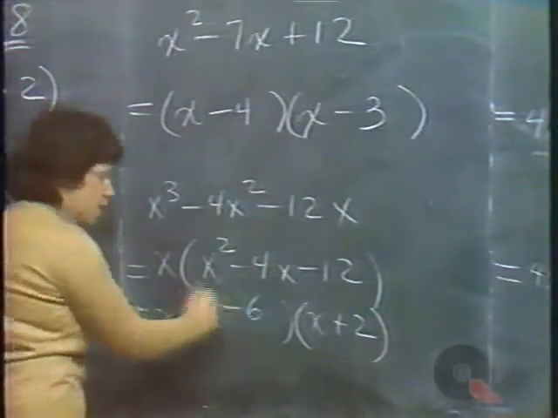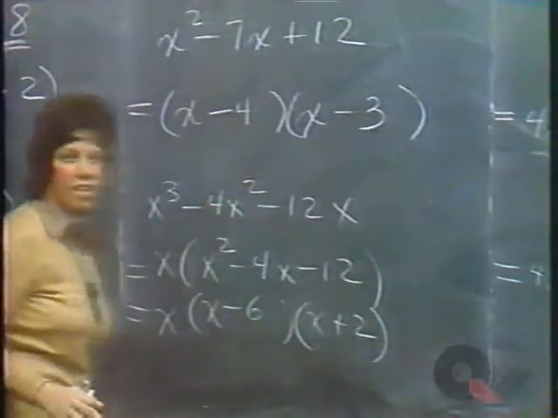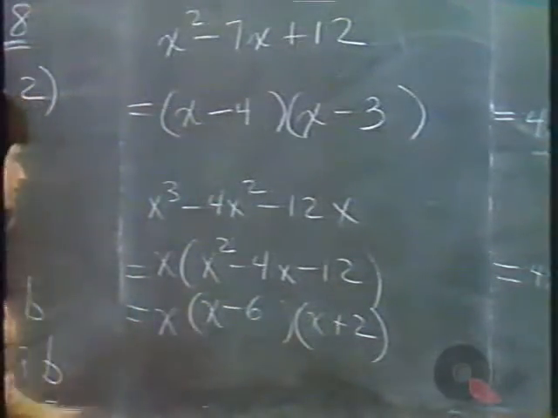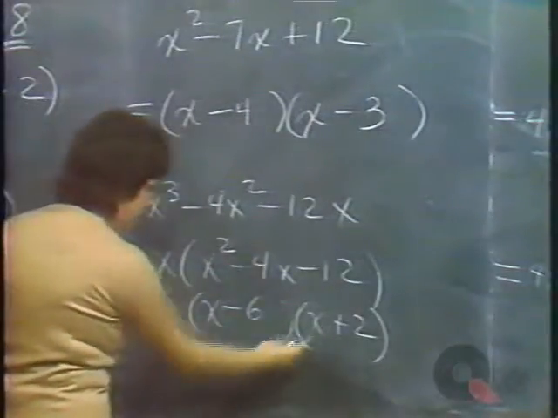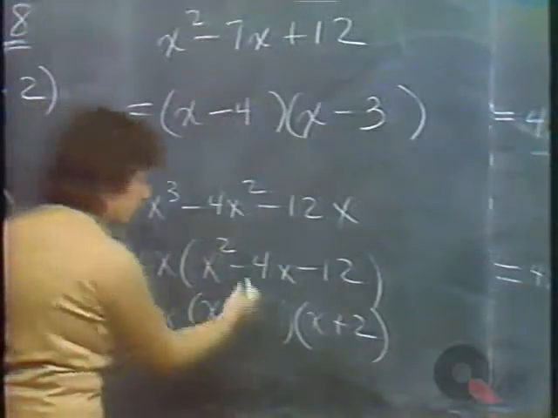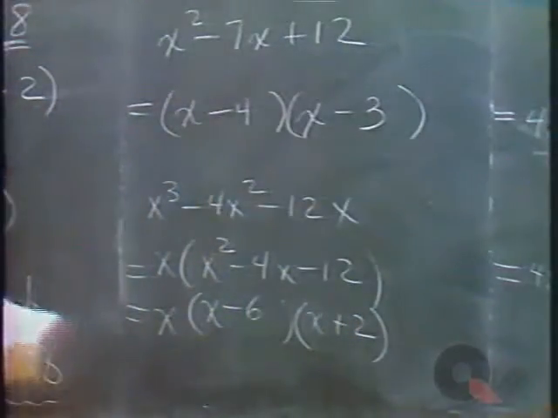Of course, you could have written x plus 2 here and x minus 6 there. Multiplication is commutative. The order of the factors is not important. Checking this, you get x squared plus 2x minus 6x. That's minus 4x minus 12.